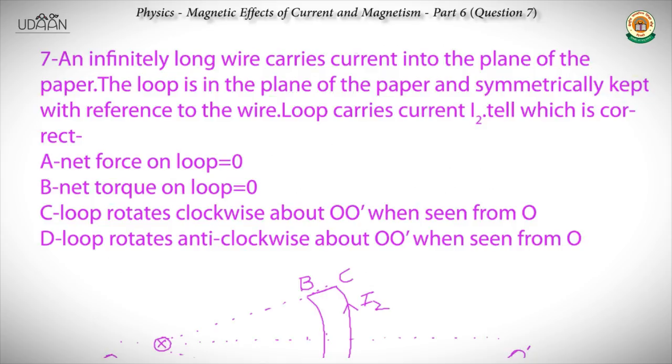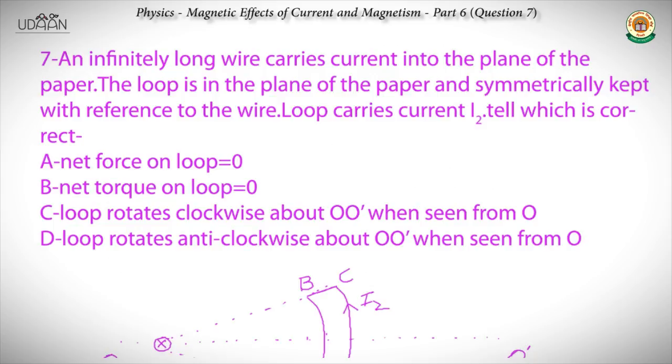So we have an infinitely long wire that is carrying its current into the plane. And we are given a loop ABCD, which is in the plane of the paper and is symmetric with respect to the wire. This loop is carrying a current I2. We're given 4 options: the net force on the loop is 0, the net torque on the loop is 0, or owing to the torque, the loop rotates clockwise or anti-clockwise.